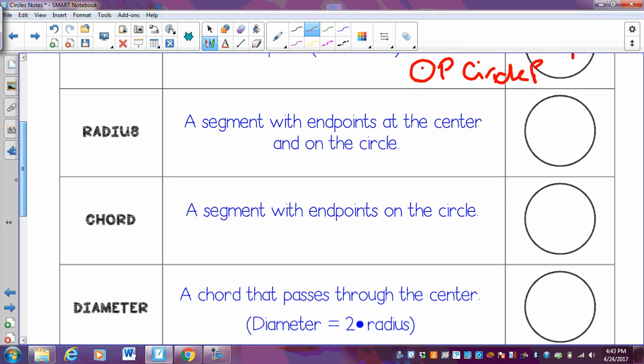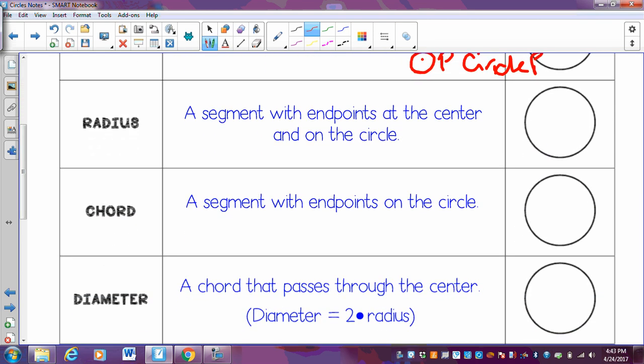Next up, we have a radius. So a radius is a segment with endpoints at the center and on the circle. So we're going to have point P here in the middle again. And then we're going to have some other point that's on the circle. So I'm going to call that point A. And the radius is going to connect point A and point P. Anyway, point A and point P, that's our radius. And you would just name it segment AP, connecting those.